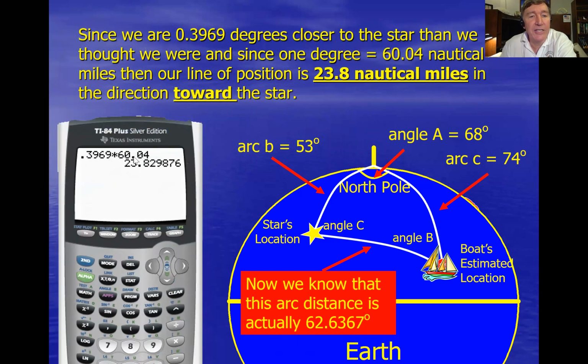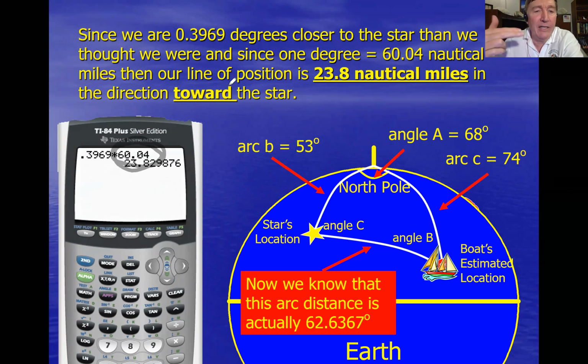Here it is, 60.04. That's the correct number. So when they first set it up, they thought that 1 degree was 60 nautical miles. Then they discovered they were a little bit off. So in order to find out how many nautical miles it is to get to the LOP, we're going to take whatever was our distance in degrees and multiply it by 60.04.